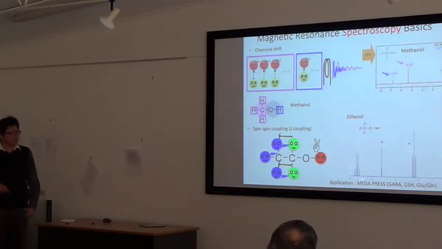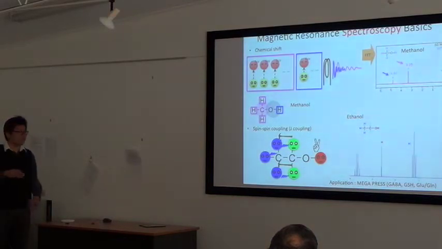This is boring, but it's very important. This is the basics of MEGA-PRESS, which gives you the ability to detect something like GABA, GSH, or separate the glutamine and glutamate.